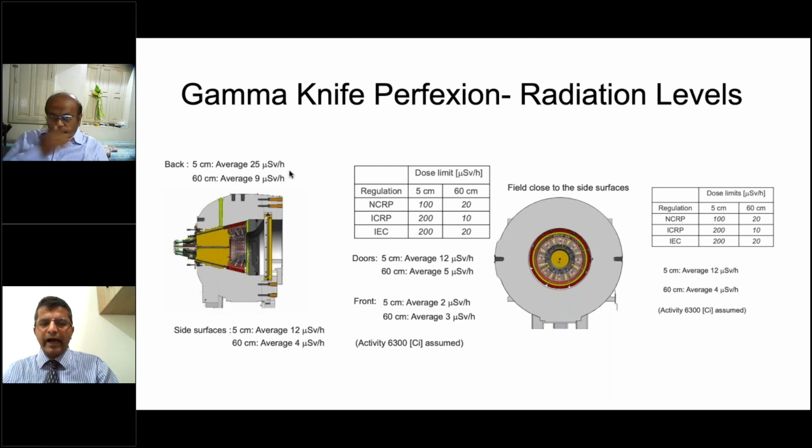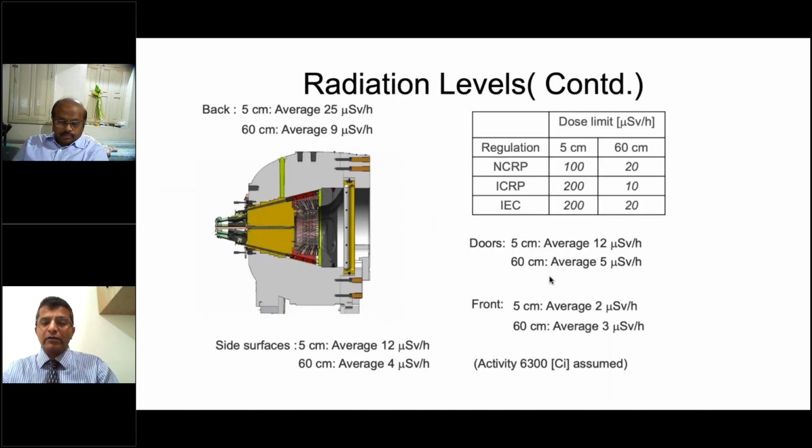We could see the back side, the side surfaces, doors, front, and many positions are estimated, and it is also recorded and reported from many places. So these are all the manufacturer's values. As per the regulations, NCRP, ICRP or IEC, these estimated values are much lower compared to the values mentioned in the NCRP, ICRP or IEC protocols.